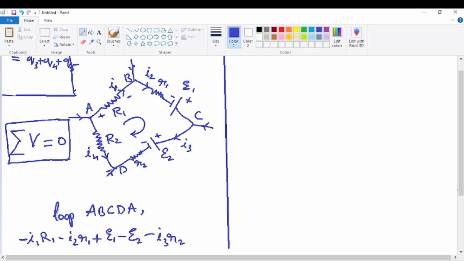So next we have reached D, and from D we are again coming back to A. That means again the change in potential is the potential difference across the complete resistor R2. What is the potential difference across the complete resistance R2? We know Ohm's law, current into resistance, I4 into R2. But is the potential difference positive or negative?